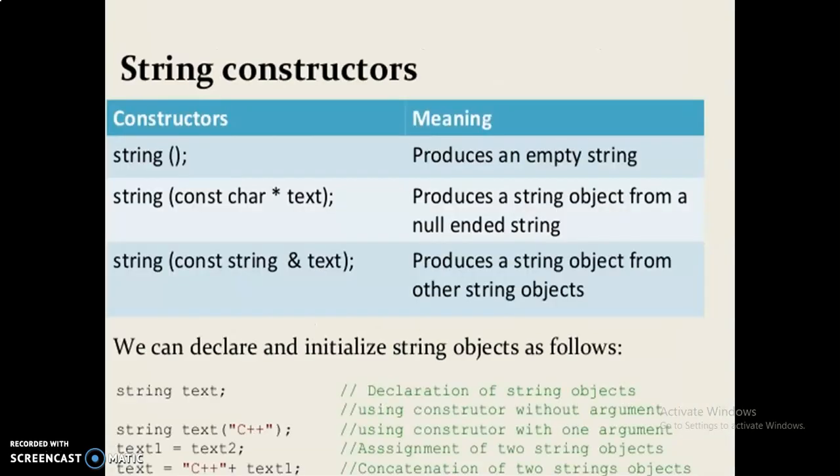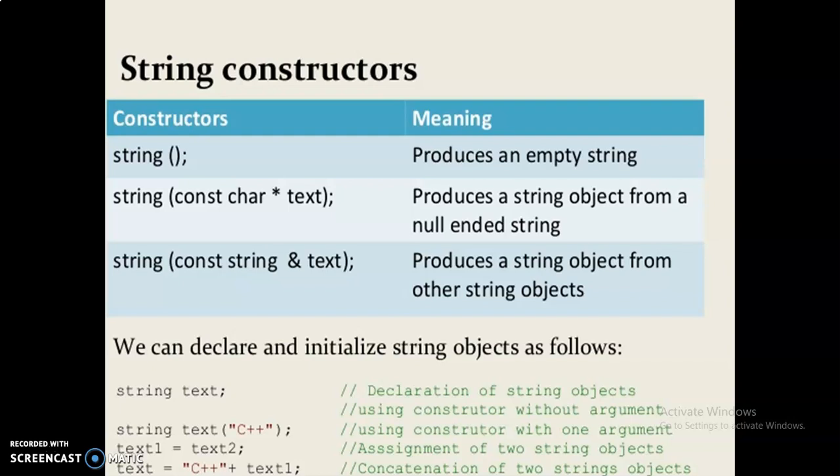So what are the constructors you have in C++? The first one is string(), which produces an empty string. The second one is with an argument, string(const char* text). This produces a string object from a null ended string. The next one is string(const string& text). This produces a string object from other string objects.